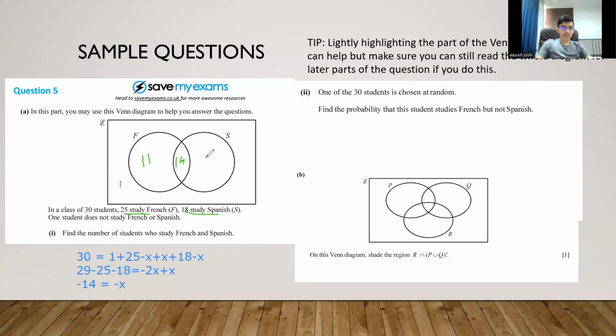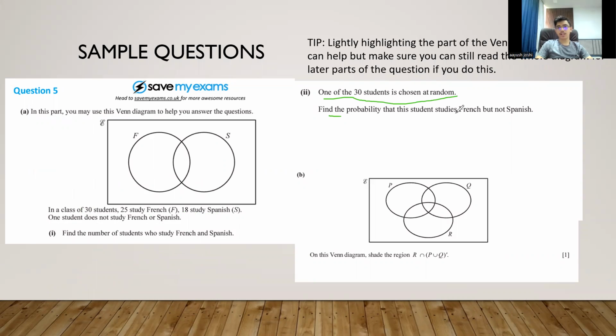Okay, and to check if your answer is correct, you could add them all up and see if it actually tallies up to 30. And if you do that, you can see 1 plus 11 plus 14 plus 4 actually adds up to 30. That means that your answer is correct. Okay, let's clear that.